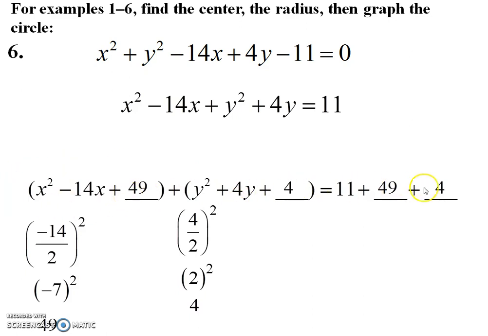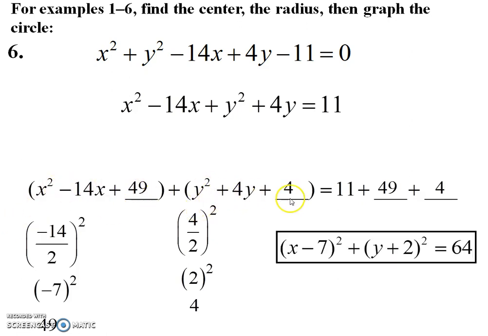Once again, now that you're at this step, you're ready to combine all those on the right side for your radius. You're ready to factor each one of these. They're perfect square trinomials. They're going to be the square of the same binomial. So this was x minus 7 squared. This one was y plus 2 squared.